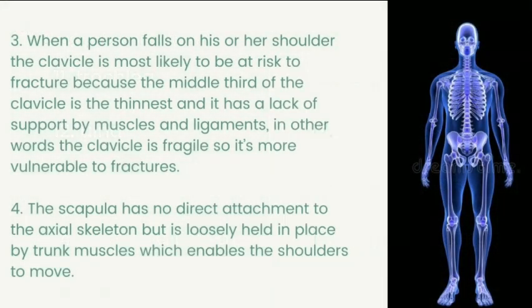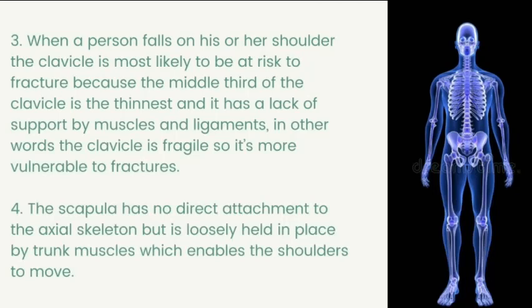Next, for number 3, why is the clavicle at risk to fracture when a person falls on his or her shoulder? When a person falls on his or her shoulder, the clavicle is most likely to be at risk of fracture because the middle third of the clavicle is the thinnest and it lacks support by muscles and ligaments. In other words, the clavicle is fragile, so it's more vulnerable to fractures.